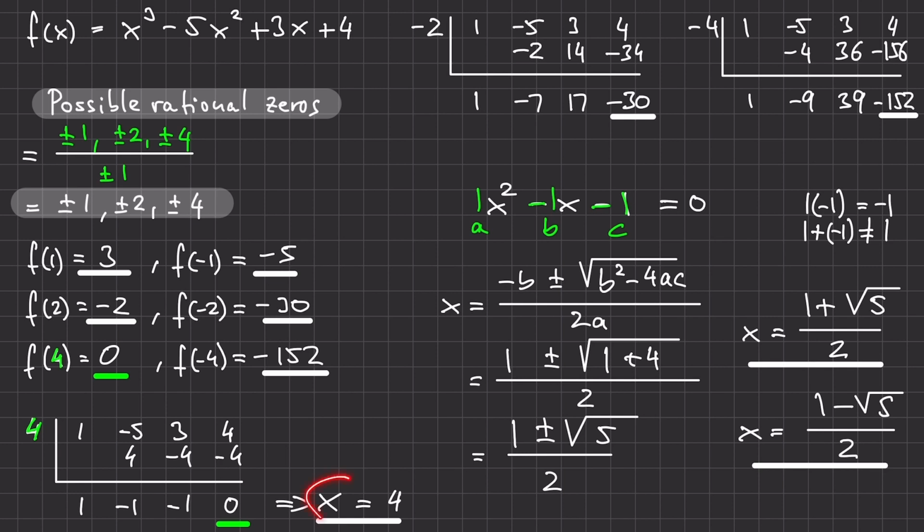So besides the real zero, 4, we get two irrational zeros, which are 1 plus the square root of 5 over 2 and 1 minus the square root of 5 over 2.